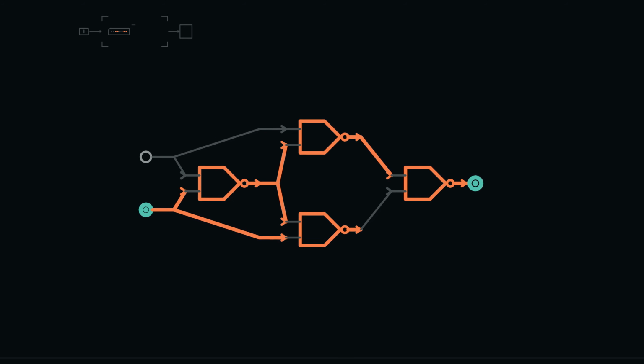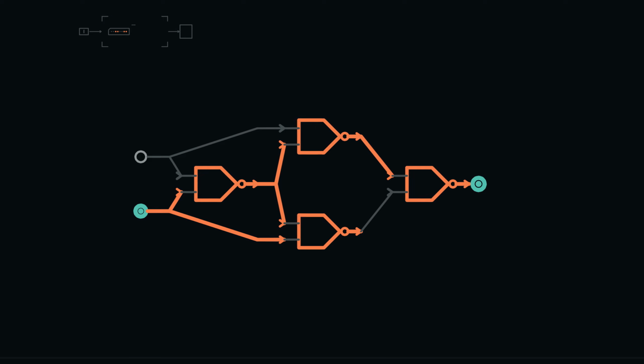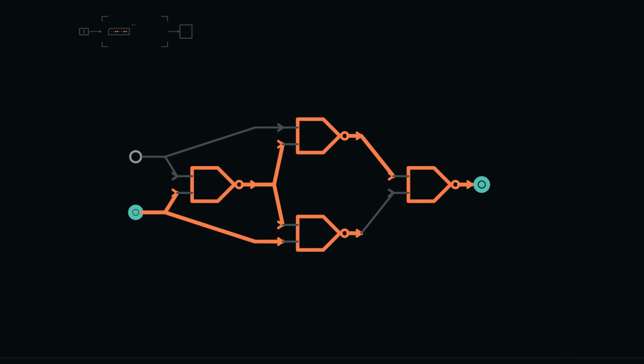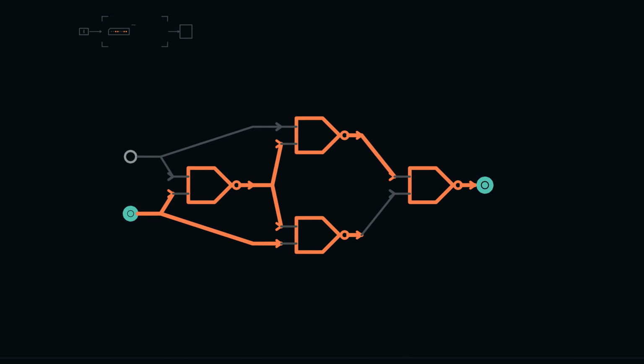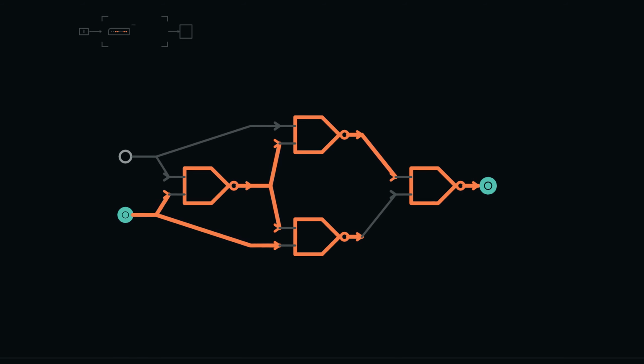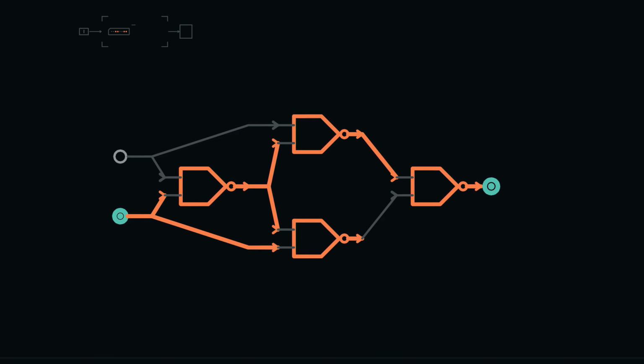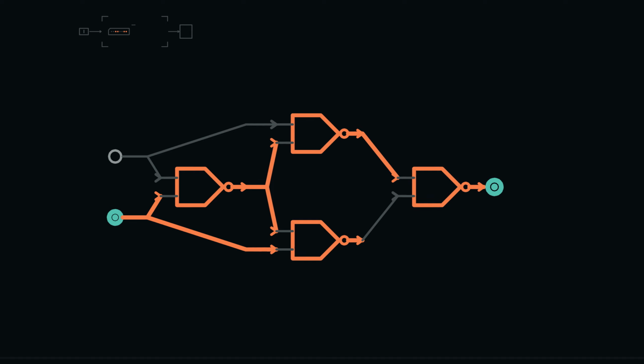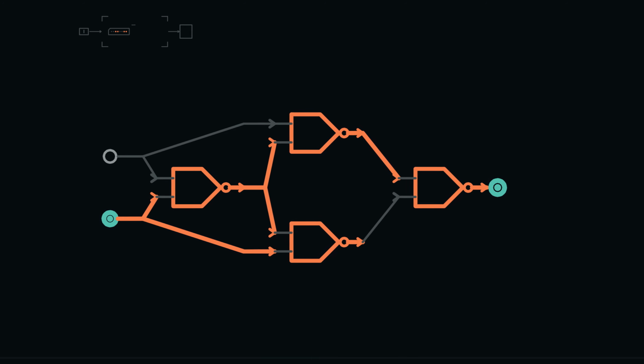Now trace 0, 1. N1 is 1. N2 receives 0 and 1, producing 1. N3 receives 1 and 1, producing 0. The final NAND sees 1 and 0, so it produces 1. Swapping the original inputs swaps N2 and N3, but leaves the final answer 1.